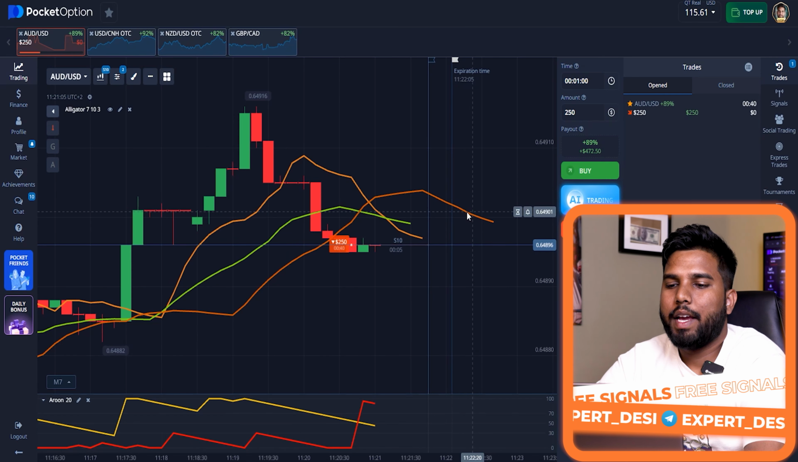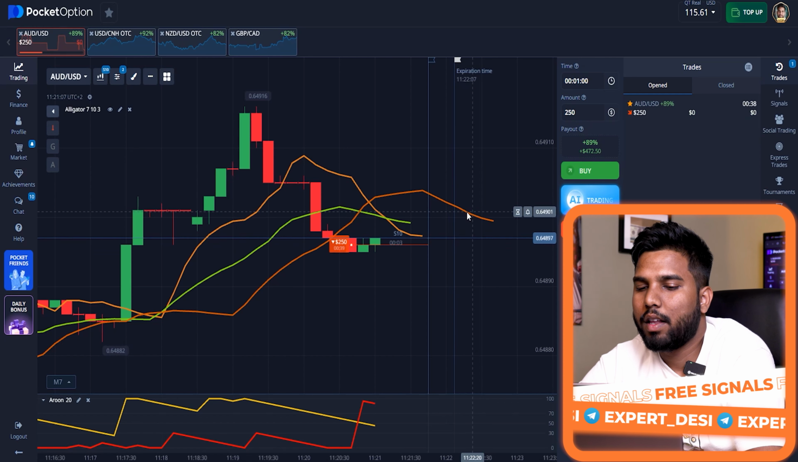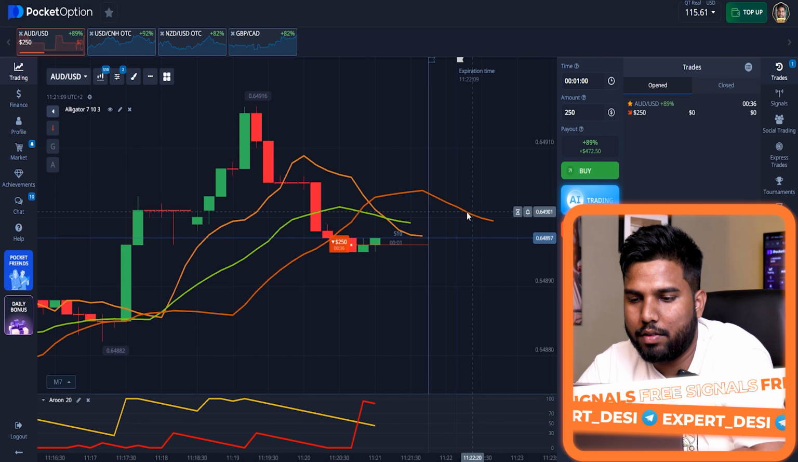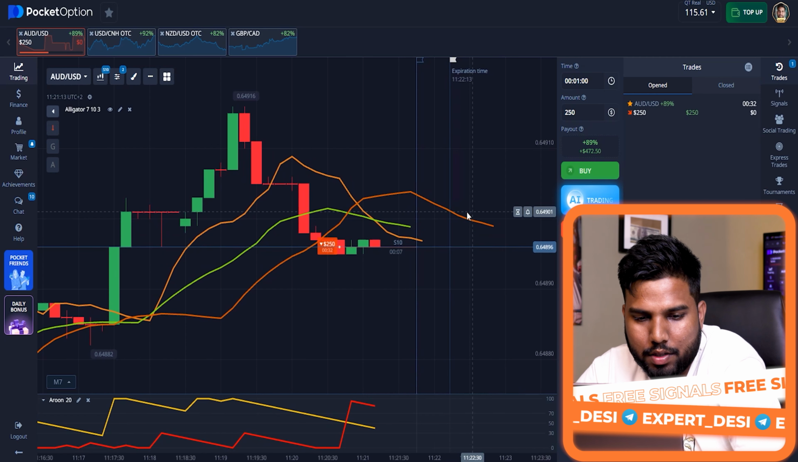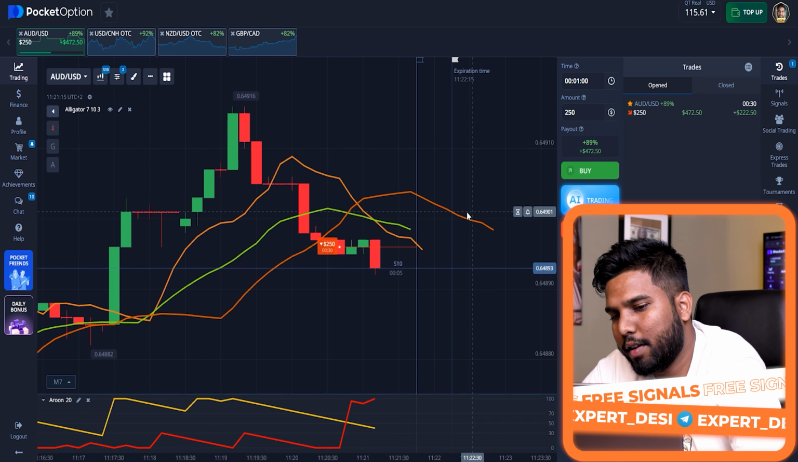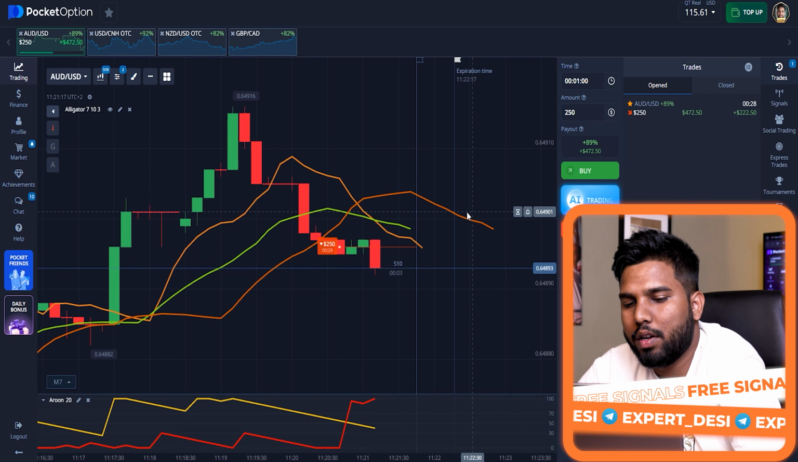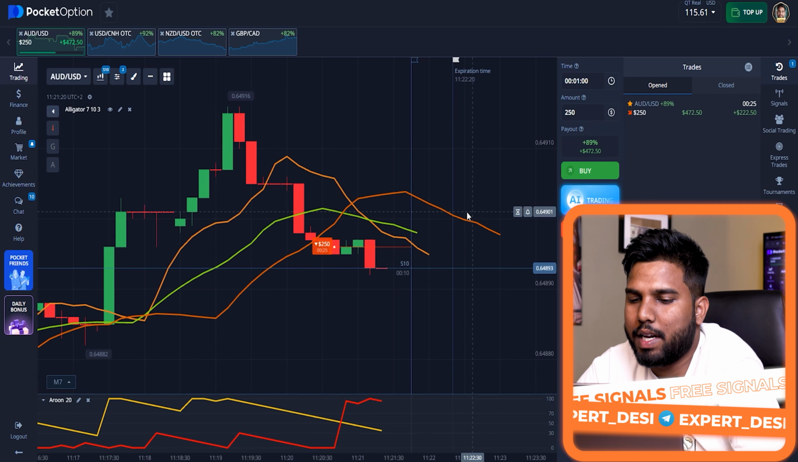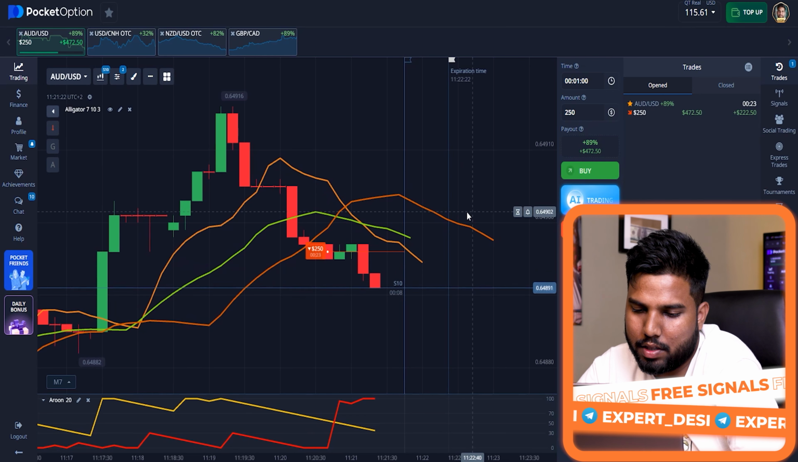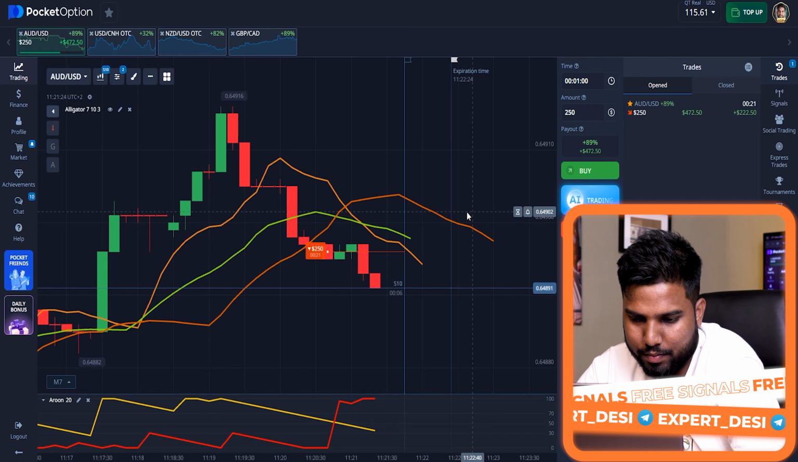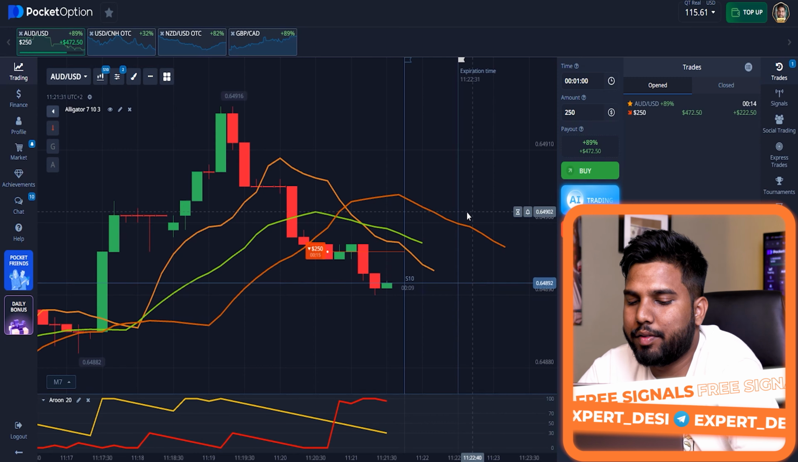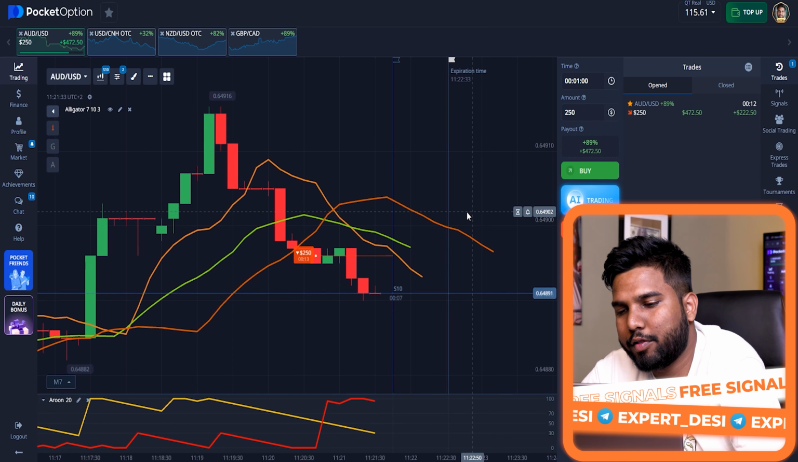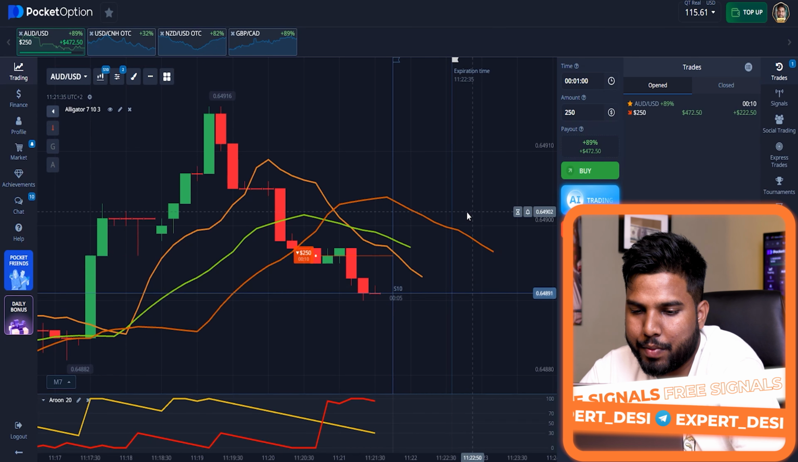So again, if this is the case, it means the market is going down and we can enter a sell position. If it's the opposite, so let's say the light orange line is above the dark orange line, and the yellow line in Haroon is above the red line, in such case we would have taken a buy position.